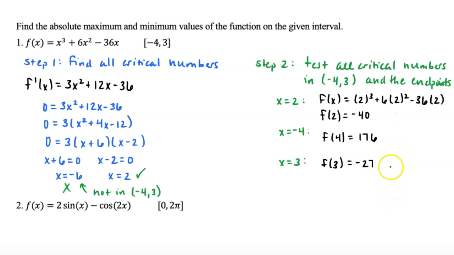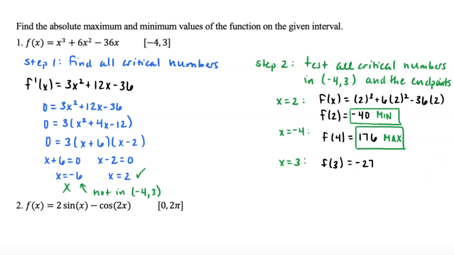Okay, now my max and my min. So remember that the max and min talk about those y values. So my max is going to be the largest y value or output, and so my max is 176. My min is that smallest y value, and so my min is negative 40.